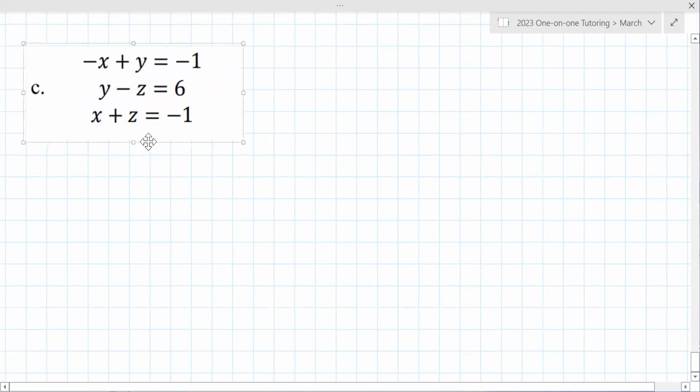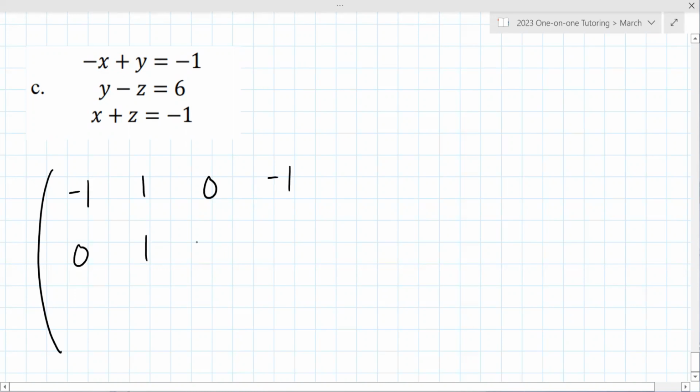Okay, so we previously rewrote this, but we're just going to need the numbers. So -1, 1, 0, and -1. Okay, and then 0, 1, -1, 6, 1, 0, 1, -1. So this is the augmented matrix. It's everything.